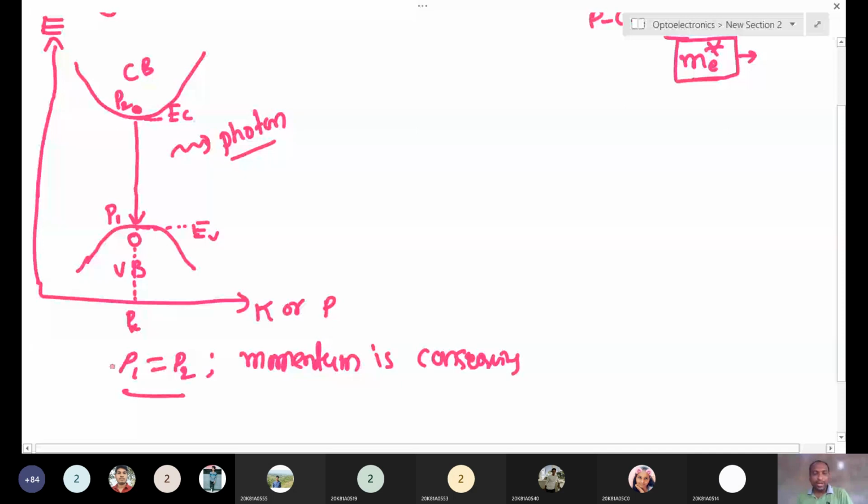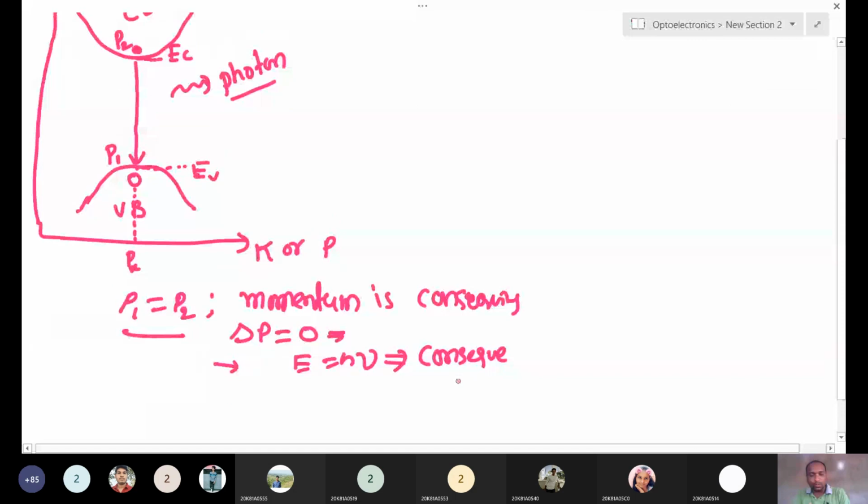And also in this process, if momentum is conserving, E is equal to h nu is also conserved before and after the transition. So in this direct band gap semiconductor, the transitions always take place from the minimum of the conduction band to the maximum of the valence band at the same k value or the same p value. Before and after the transition, there is no difference in the momentum of the electrons. That means delta P is 0, that is equal to P2 minus P1. So that's why the momentum is conserving. Once the momentum is conserving, the energy is also conserved, since there is no involvement of the lattice or any other things.